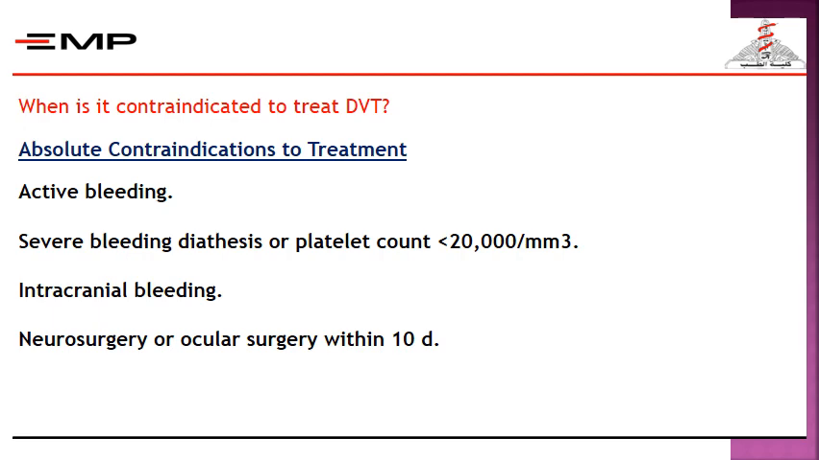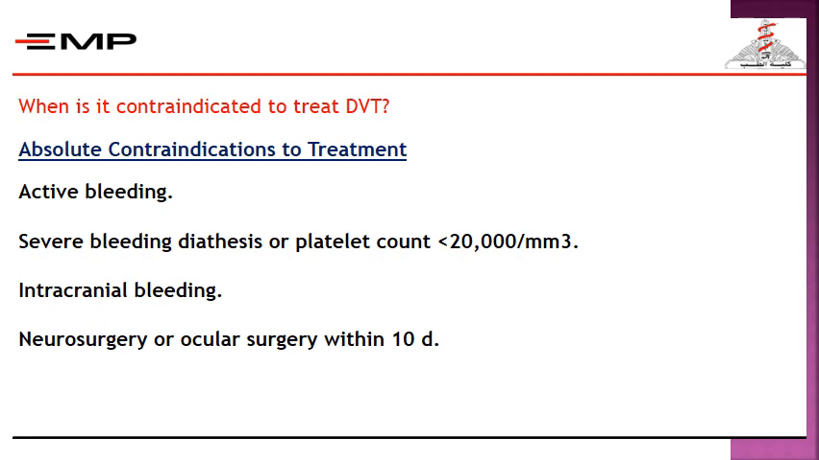Sometimes there is a contraindication to treating the patient. Unfortunately, some patients may have a contraindication for treatment, like those with active bleeding, peptic ulcer, intracranial hemorrhage, something like that. Severe bleeding diathesis or platelets less than 20. We cannot further anticoagulate the patient. Otherwise, it will cause bleeding, and it will be dangerous to give him anticoagulation.